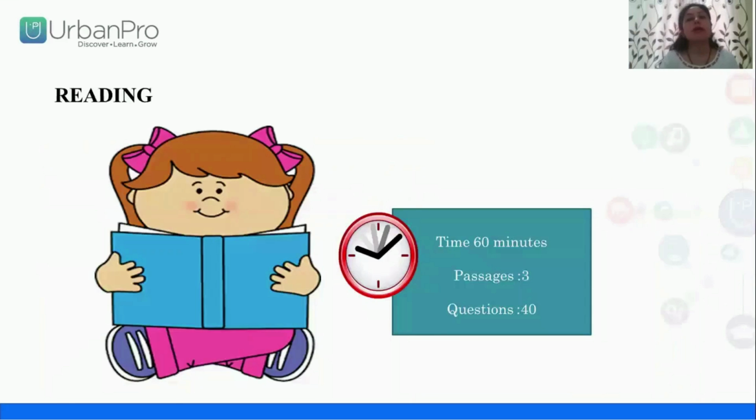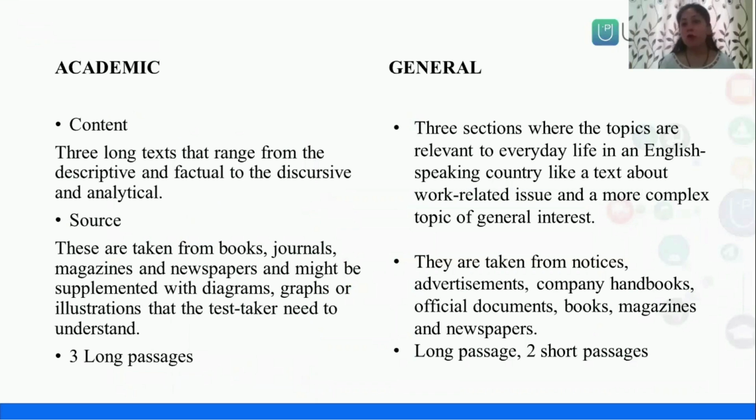Okay, so then I come to the reading section. The reading section is 60 minutes, with three passages and 40 questions. Academic is for those people who want to study abroad, and general is for those who need it for work visas or want to settle down in a specific country, for example the US, Canada, Australia, or any other country.